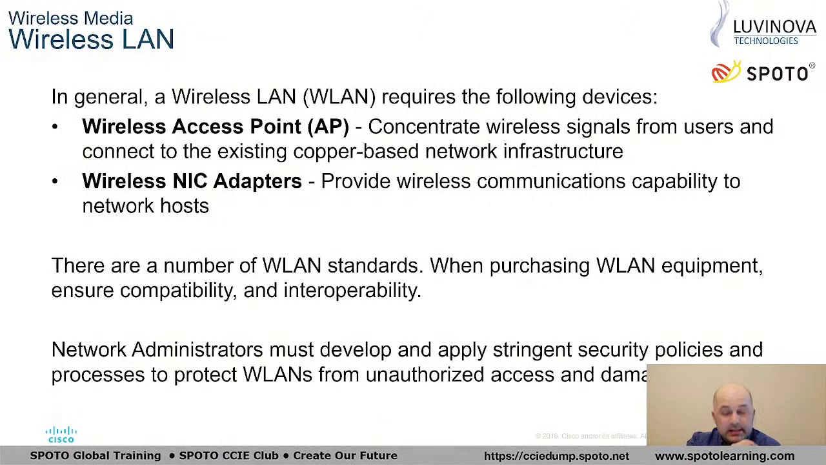The wireless access point is very important to know. It concentrates wireless signals from users and connects them to the existing copper-based network infrastructure. So somewhere in the building, to have wireless access, you place an access point. Whenever a user connects to that access point, the access point is connected to the current wired copper cable network.